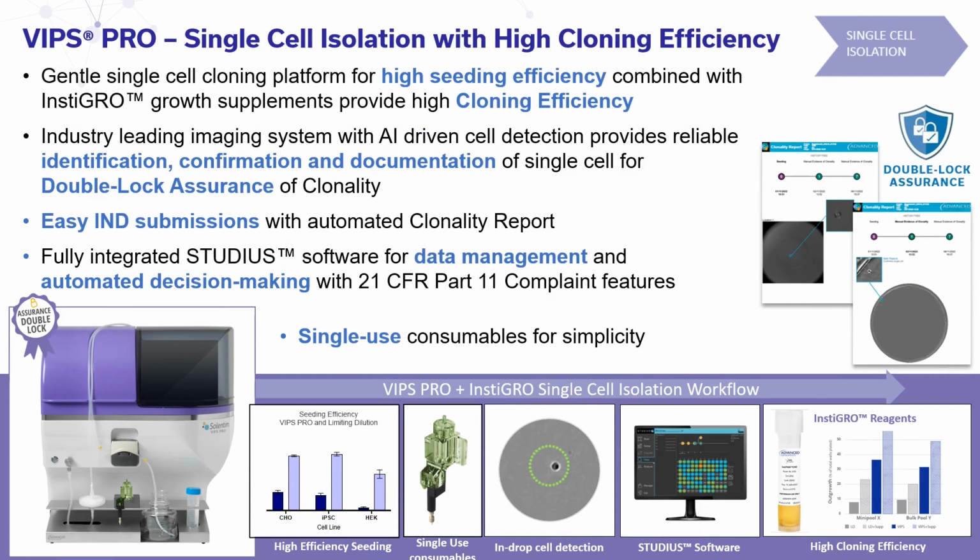This is our gentle single-cell cloning platform for high seeding efficiency, which, when combined with Instagrow growth supplements, provides high cloning efficiency, as we've shown on numerous slides before. It is our industry-leading imaging system with AI-driven cell detection that provides reliable identification, confirmation, and documentation of a single cell for what we call the double lock of assurance of clonality.